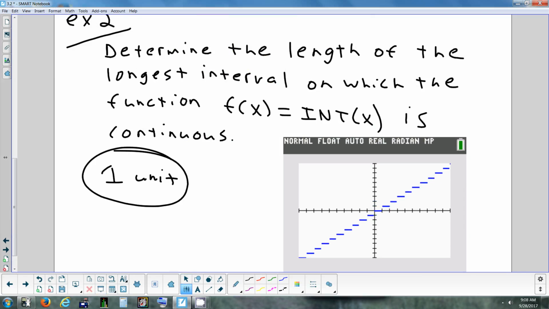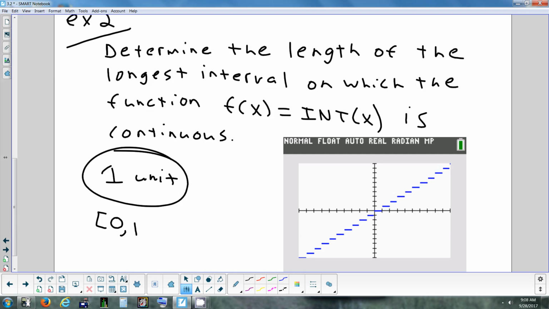So can somebody name a continuous interval on that graph? Yep. 0 to 1. Can you tell me how to write it? Bracket 0. Yep. 1. Bracket. We've got to be careful.